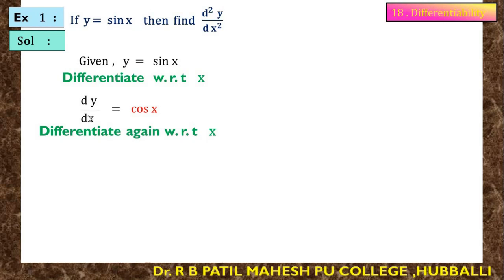See, on the left side we have dy by dx. The derivative of this dy by dx is denoted by d square y by dx square, and this is also called the double derivative, or successive derivative. Continuously we find the derivative, is equal to, now cos x function is a simple function. So what is its derivative? Minus sin x.